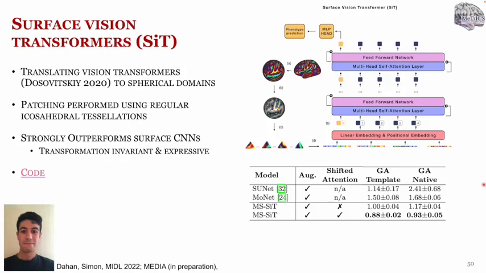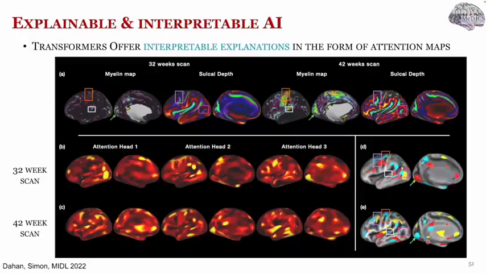And if we look at this final column here, we can see that the mean absolute error of predictions generated from the MSSIT transformer is much lower than the convolutional neural networks. And this essentially indicates that the vision transformer is learning much more expressive representations whilst also being sufficiently transformation invariant that it's performing comparably irrespective of whether we've pre-aligned our data with MSM or we're just using unregistered native surfaces.